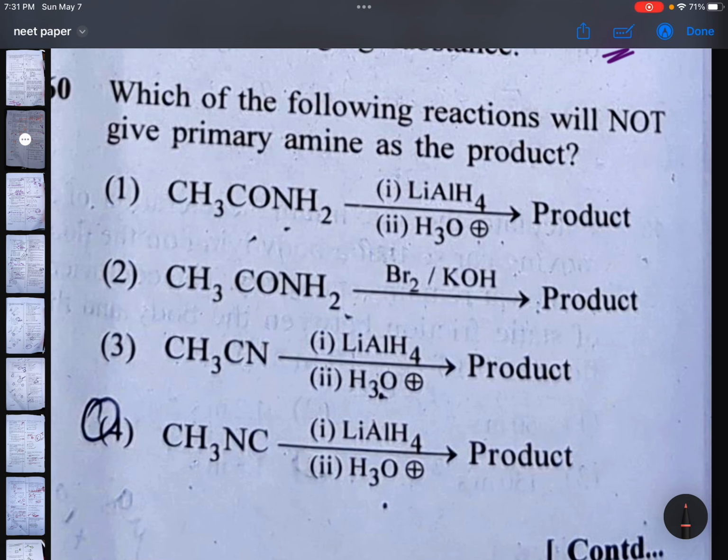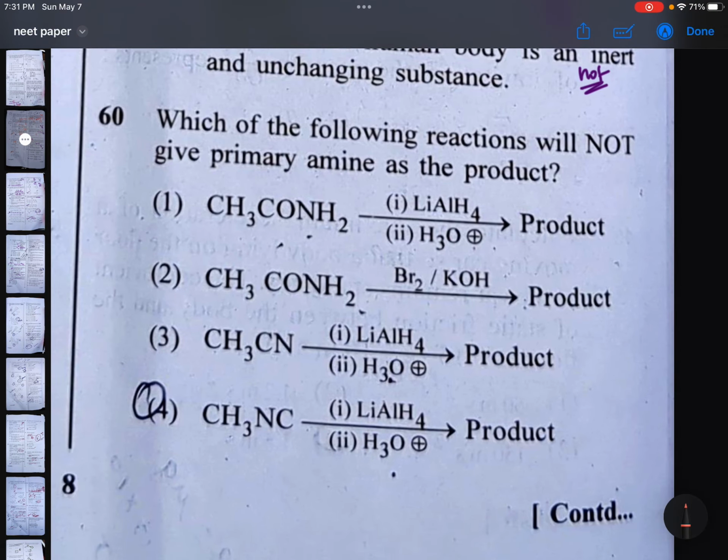Cyanides will be converted to CH3CH2NH2, a primary amine. CH3NC will be giving you CH3NHCH3, a secondary amine. So last option is your answer. Okay, CH3NC. Thank you so much.